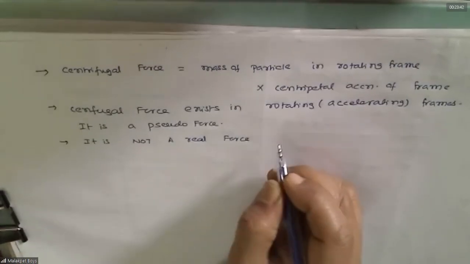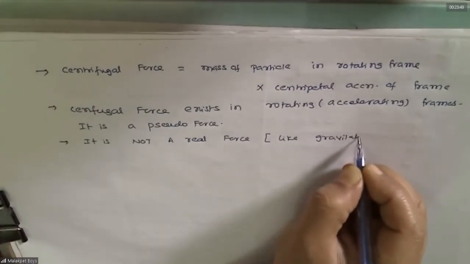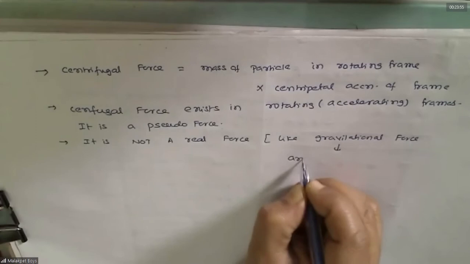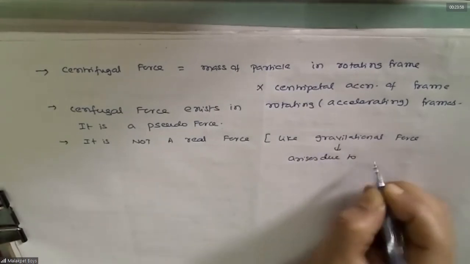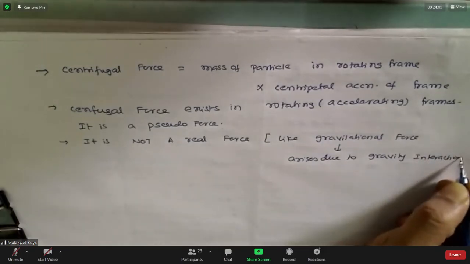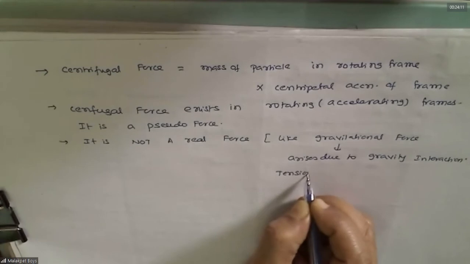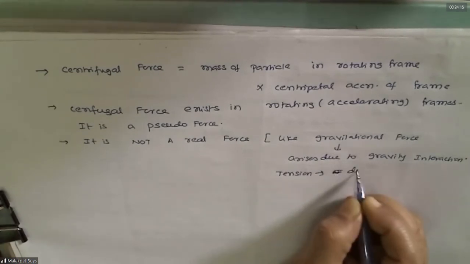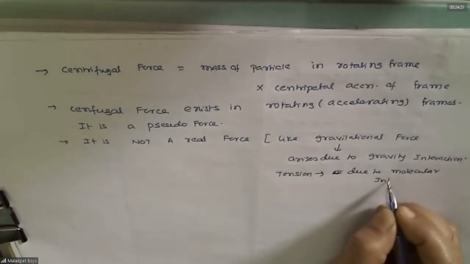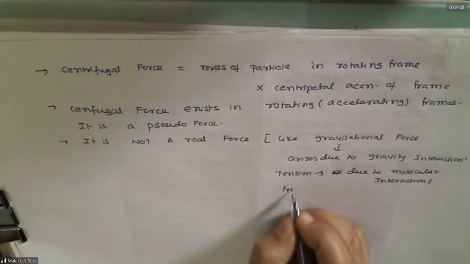See, real forces means there should be something like gravitational force, which arises due to the Earth's attraction, or tension, which arises due to molecular interaction. Friction is also the same thing.